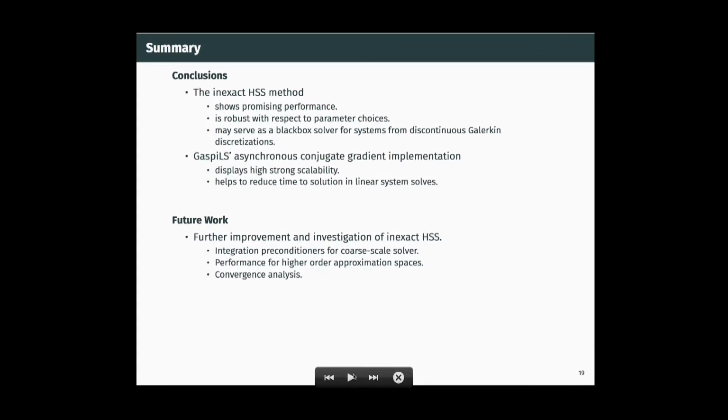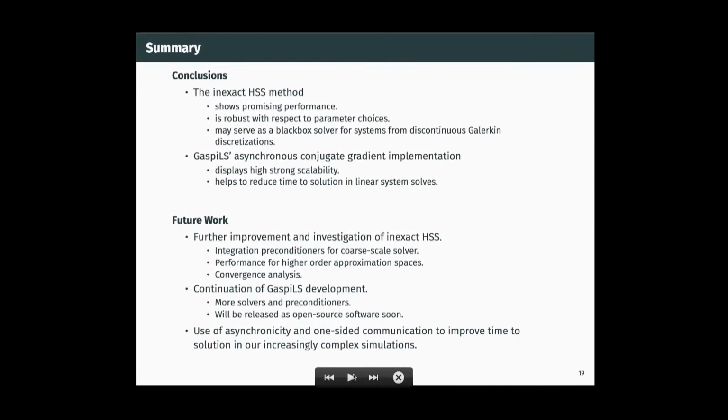And future work may include the integration of preconditioners to the coarse scale solver within Inexact HSS, as well as the performance analysis for higher order approximations. We use piecewise linear, we could use piecewise quadratic or even higher order. And of course, a mathematical convergence analysis for these algorithms. And also the development of GasPLS continues at the Fraunhofer Institute, and they will add more solvers and preconditioners, and it will soon be released as open source software.